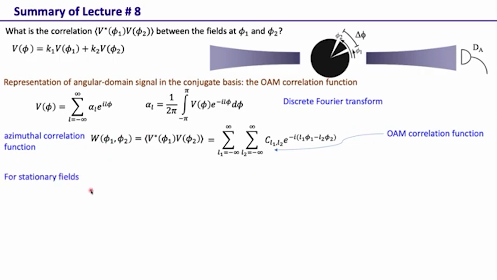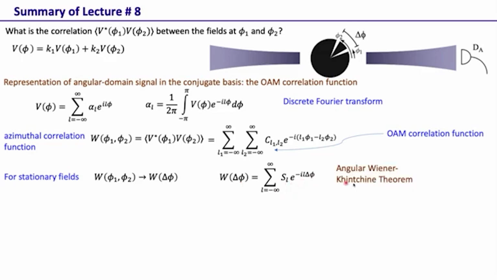But if we have a stationary field, then we know that W of phi 1 phi 2 has to depend on phi 1 and phi 2 only through the difference, so it will be W of delta phi. With that, this equation can be written like this: W of delta phi is the sum of S L e to the minus i L delta phi. That's the angular Wiener-Khinchin theorem.